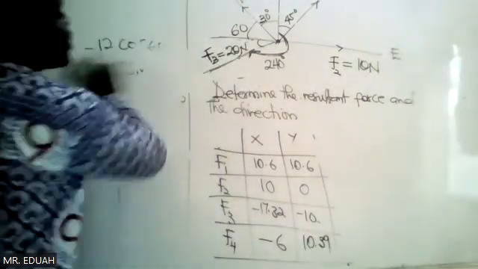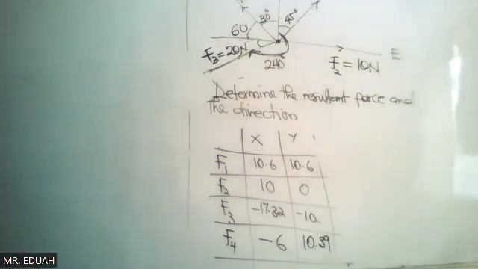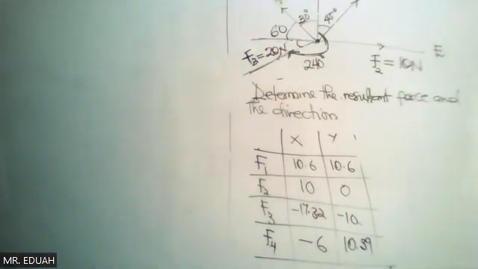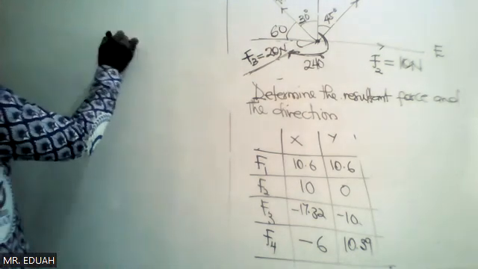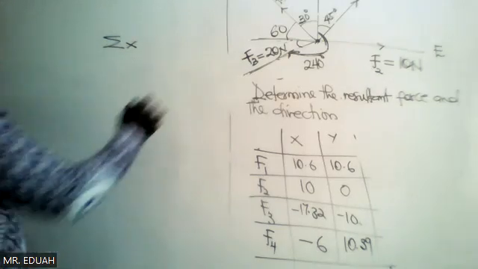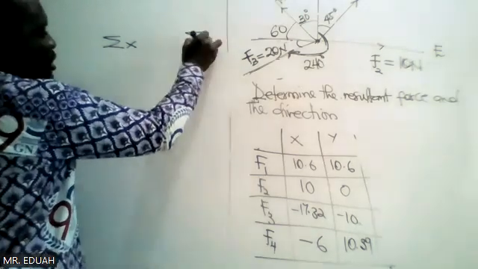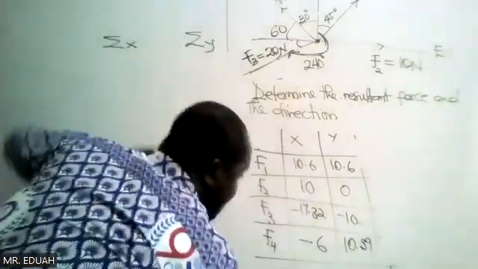Good. So after resolving all the components into the vertical and horizontal components, this is what we do. After doing this, find the summation of all the x components and the summation of all the y components. So sum everything up for me.